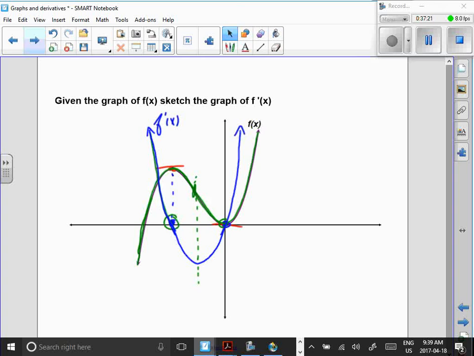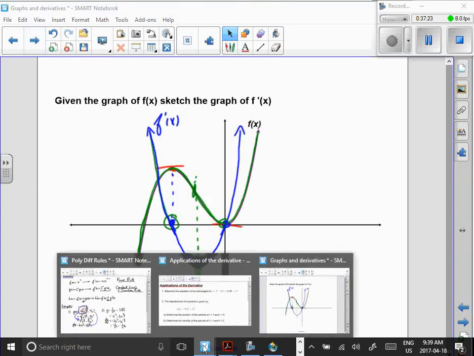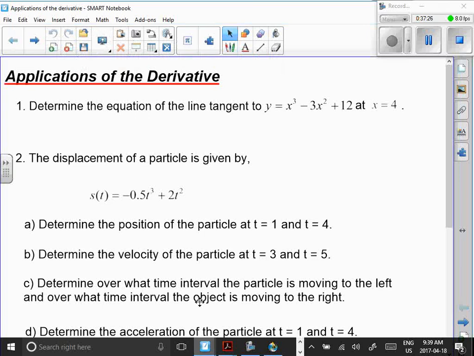Applications of derivatives. One application is this first question: determine the equation of the line tangent to some function at a point. So, this is some cubic function. I don't care so much what it looks like, except to know that it's a cubic function, right? At some point, x is going to equal 4 on that function.